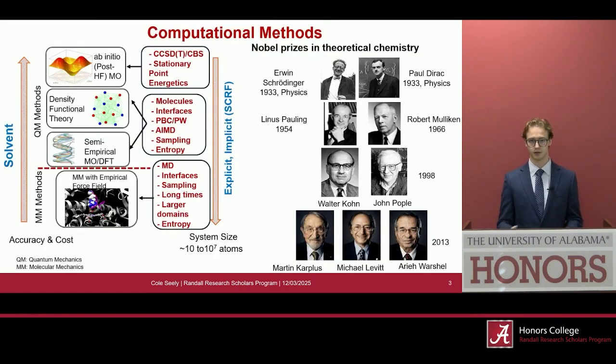On the other hand, there's always a trade-off. As you can see here, we balance system size against accuracy and cost. As you use more accurate methods, they get more computationally costly and limit the size that your system can be. In this presentation, we use a method called G3MP2, which is a composite method and falls right around here in these quantum mechanical methods.